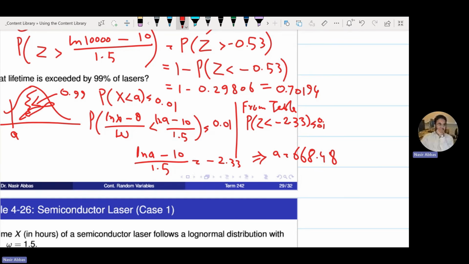How will we solve this one? Step by step. Multiply both sides by 1.5, then add 10 to both sides, then take e to the power on both sides. Again, I repeat, multiply both sides by 1.5 first, then add 10 to both sides, and finally take e to the power on both sides, and then you will be left with only a on the left side. Get it done yourself.